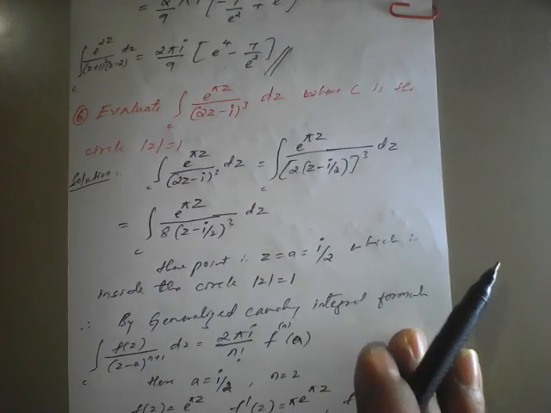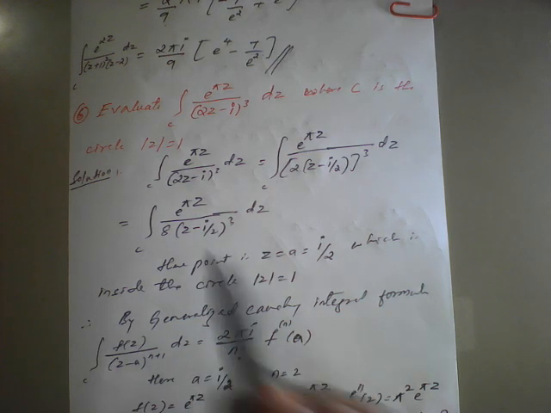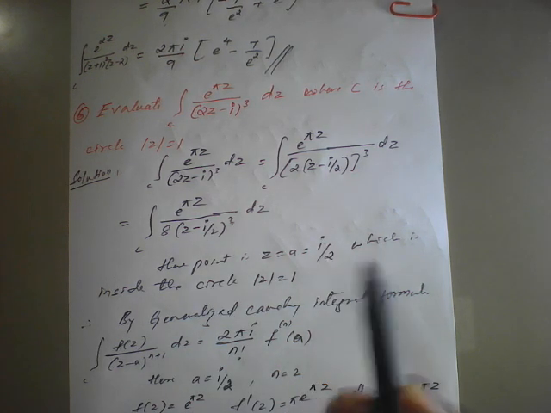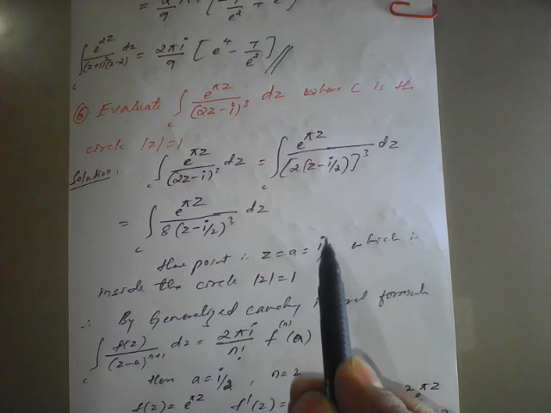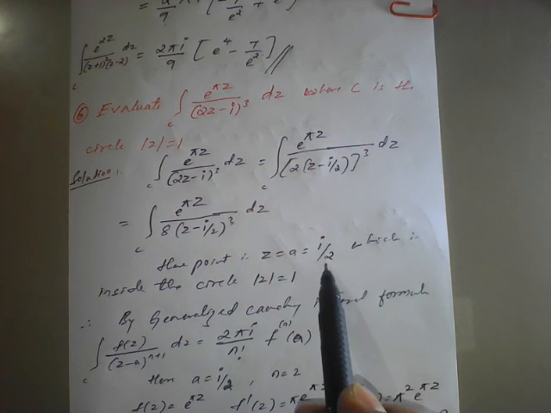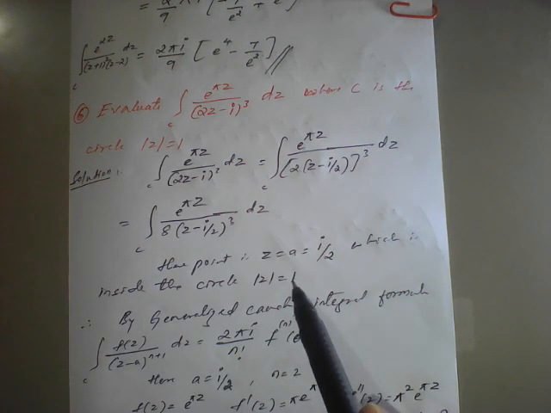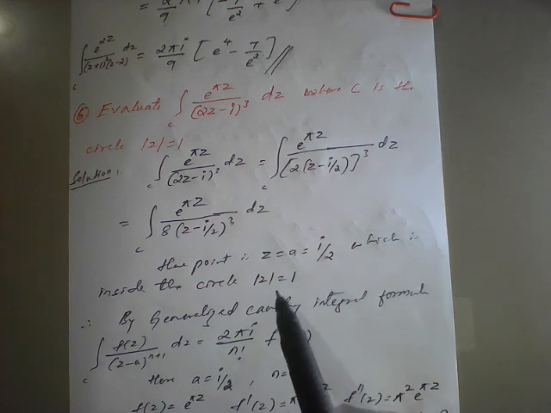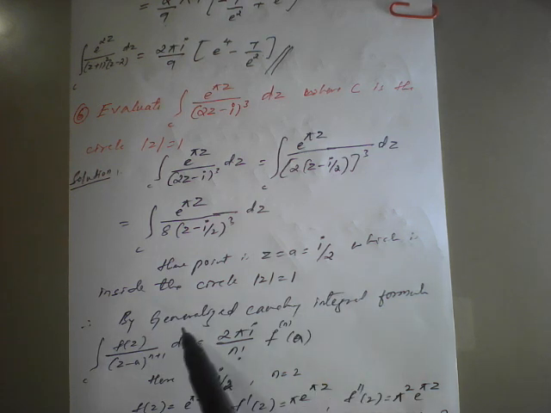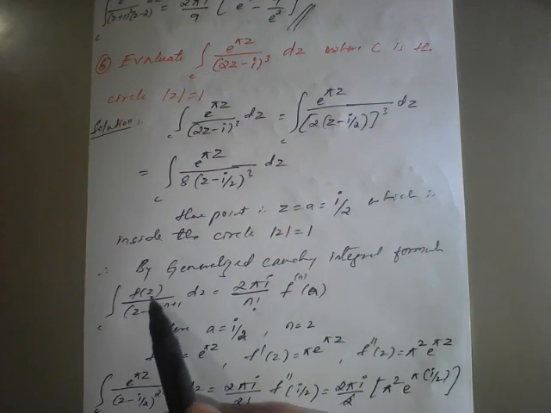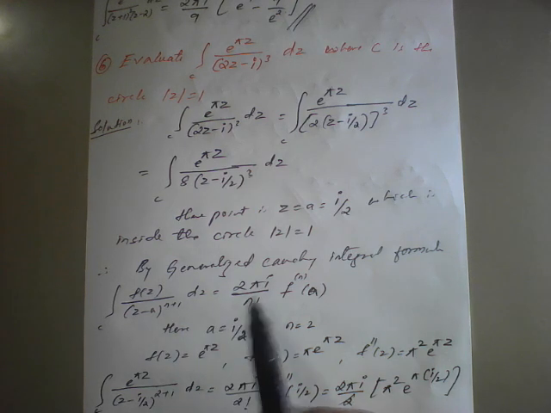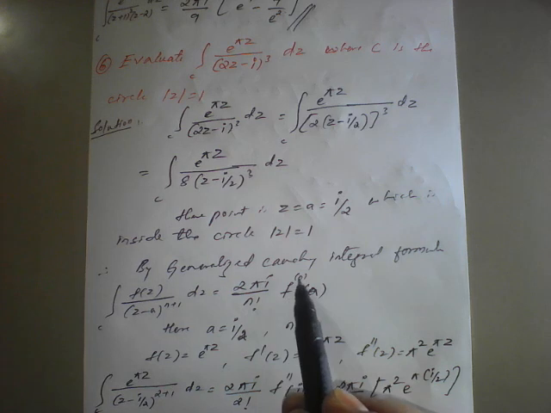Here you can find that the pole value, that is a, is i upon 2, which means you neglect i and consider 1 upon 2. So 1 upon 2 is inside, because 1 is greater than 1 upon 2. Therefore the pole lies inside the circle, so we can apply the generalized Cauchy's integral formula: the integral of f of z divided by (z minus a) raised to n plus 1 dz is equal to 2 pi i upon n factorial times f raised to n of a.